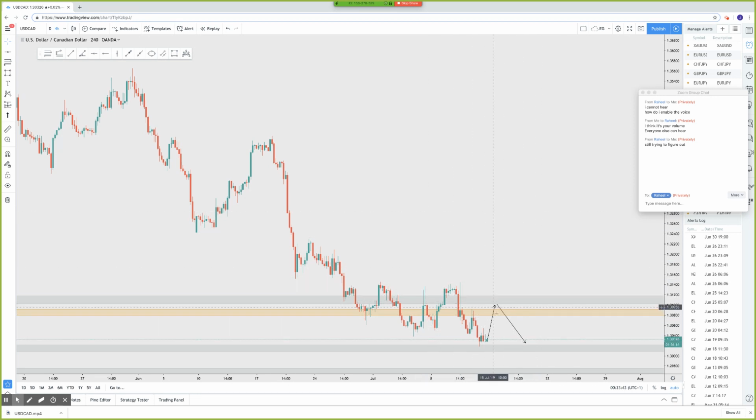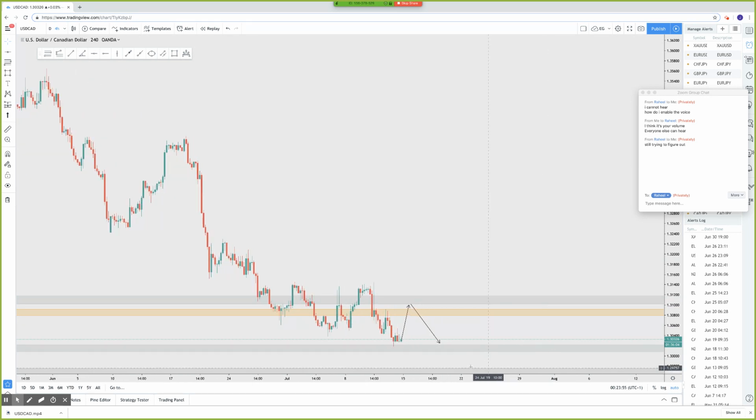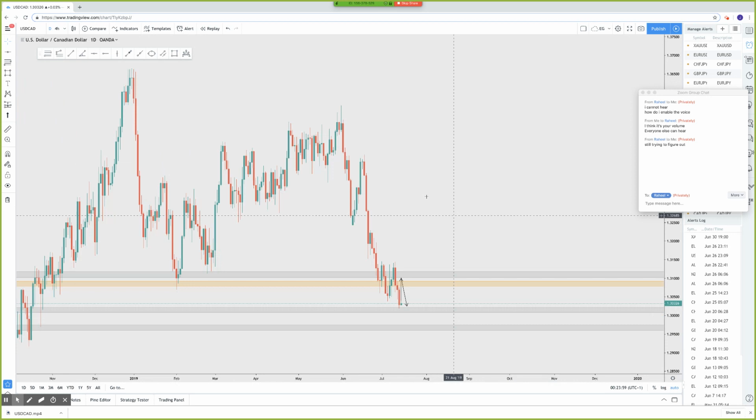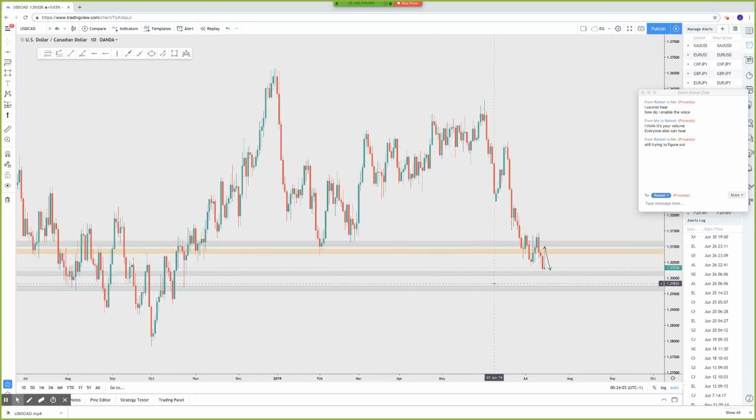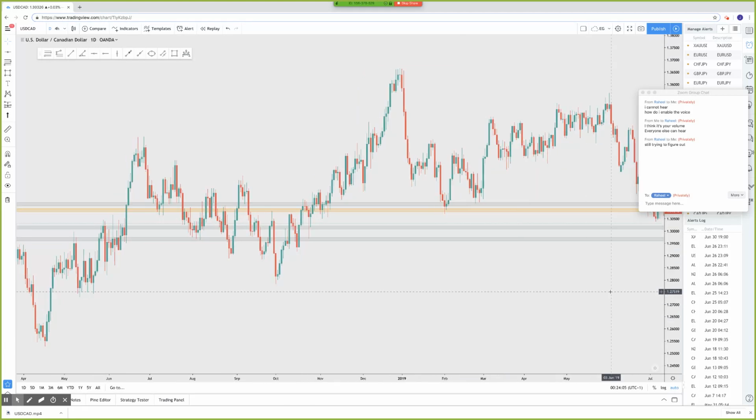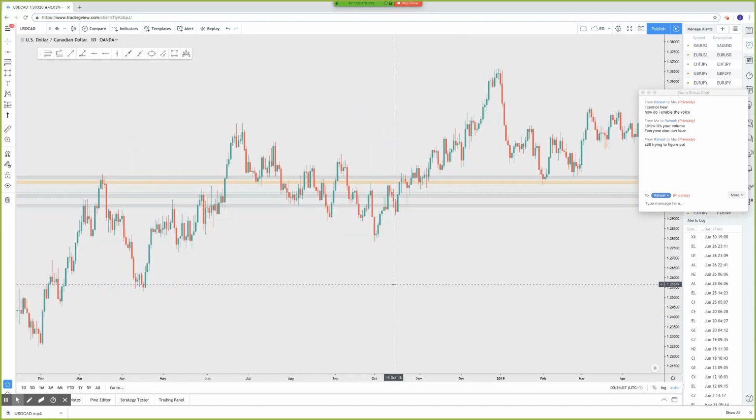Don't enter a pending order on this zone. You want to really look at price action. So that's what I think will happen. I think we're going to see price come down. I would like to see it come down to this zone here. If we look at the daily, we can see, yeah, we really could see price come all the way down to here even, okay?